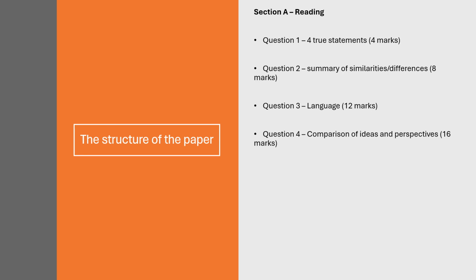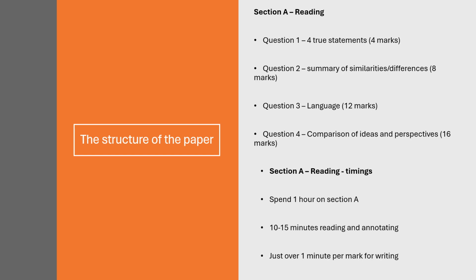Question 2 is a summary of the similarities or differences between the 2 sources, and that's 8 marks. Question 3 is analysis of the writer's use of language, worth 12 marks. And question 4 is a comparison of ideas and perspectives, worth 16 marks. So question 1 is about one of the extracts, question 2 is about both, question 3 is about one of them, and question 4 is about both.